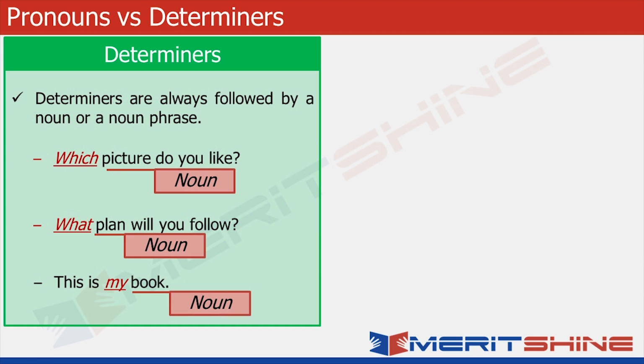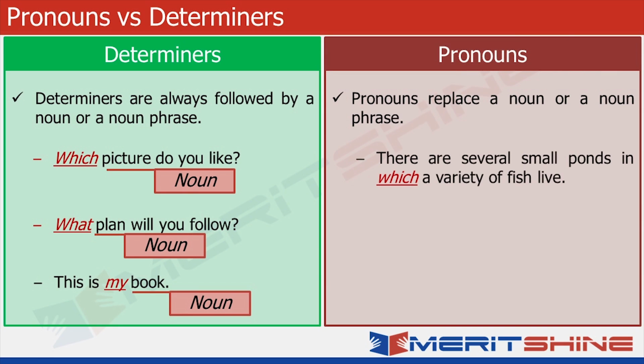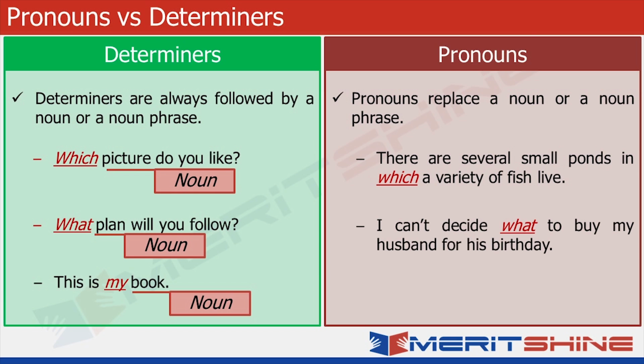book respectively. Let us now look at these sentences. There are several small ponds in which a variety of fish live. Here, which replaces the noun small ponds. I can't decide what to buy my husband for his birthday. Here, what replaces the noun present that the speaker wants to buy. This is my book. Here, this replaces the noun book.